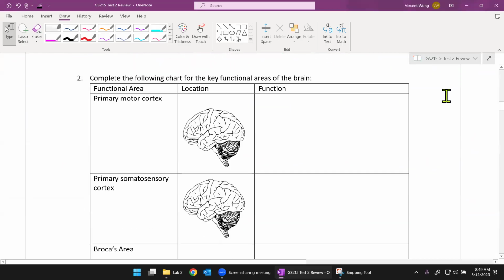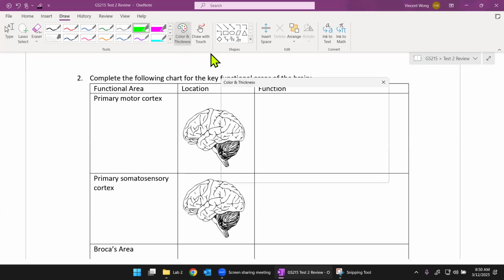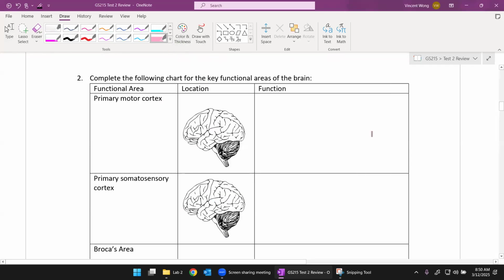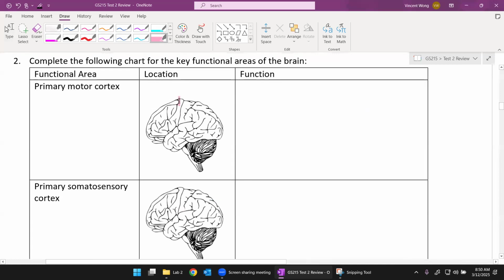Complete the following chart for the key functional areas of the brain. We have the primary motor cortex. So there might be questions where I'll ask you to click on an image. It's like identify the primary motor cortex, then you have to know where it is, right? So for primary motor cortex, it is right here in front of the central sulcus.